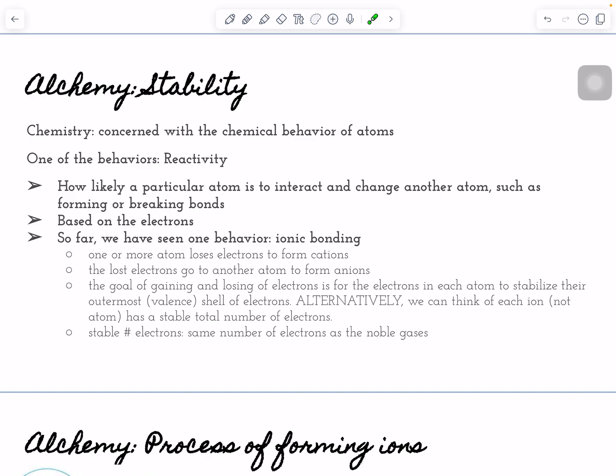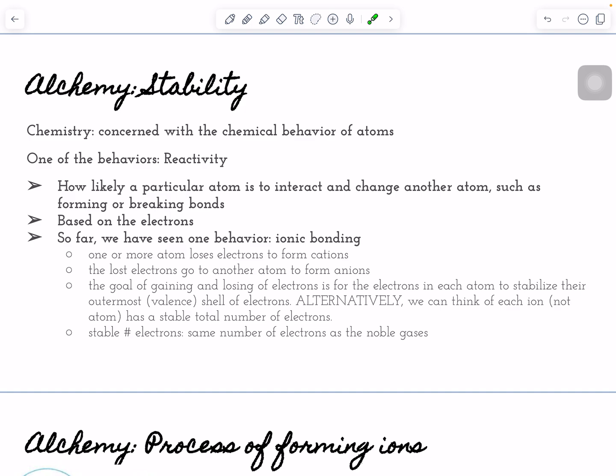The goal of gaining and losing electrons is for the electrons in each atom to stabilize their outermost or valence shell of electrons. So that's one way to think about it, is how do we make the valence or outermost shell the most stable configuration, and that is what we call full or completely empty.